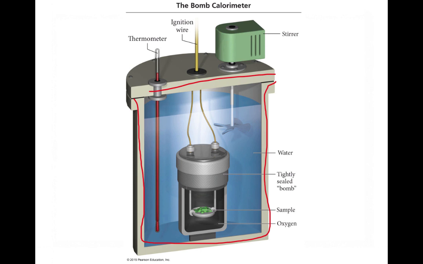We've got our bomb itself, which is usually made out of stainless steel. It's got a very tightly screwed on lid there. We've got wires that come down to ignite our sample that's down here. This bomb is usually filled with a high pressure of oxygen. And then we've got a stirrer up there on top to make sure that the water remains the same temperature. And the thermometer there measures the change in the temperature as the reaction occurs.